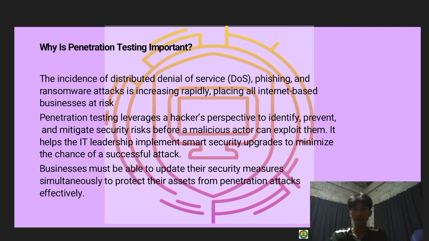Penetration testing leverages a hacker's perspective to identify, prevent, and mitigate security risks before a malicious actor can exploit them. It helps the IT leadership implement smart security upgrades to minimize the chance of a successful attack. Businesses must be able to update their security measures simultaneously to protect their assets from penetration attacks effectively.